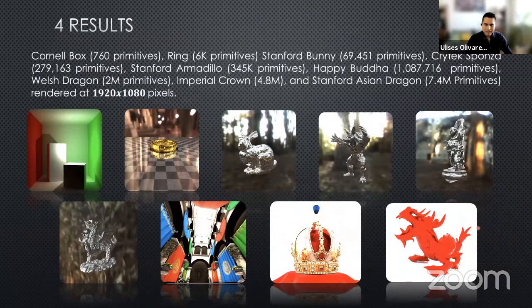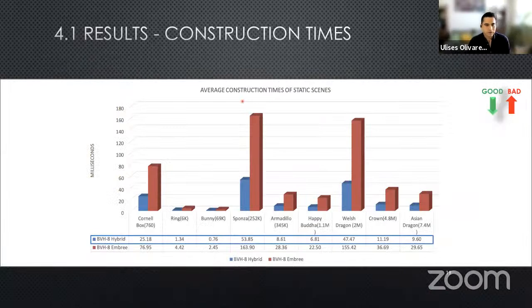So in order to validate this model and this implementation of the algorithm, we used different scenes. We're using really simple scenes from 700 primitives, and the complexity increases through all the scenes, until we use the Asian Dragon, which has 7.4 million primitives. So this is a really simple model, and this is going to be a really complex model. So we used different scenes in order to measure the performance of this algorithm. And here are some results that we found.